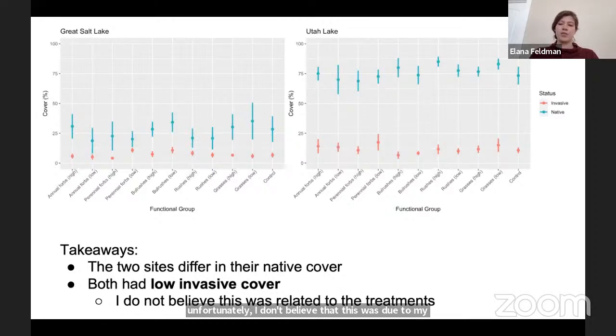I believe that this was due to the weather. So this is an important reminder that the weather is not always going to cooperate with us, and it may take several years of seeding to be able to really see results in what you're doing.